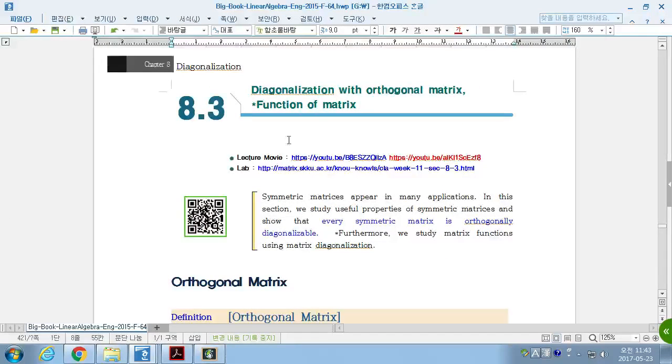Okay, next. Yeah, we will cover section 8.3 and diagonalization with orthogonal matrix in the next class.